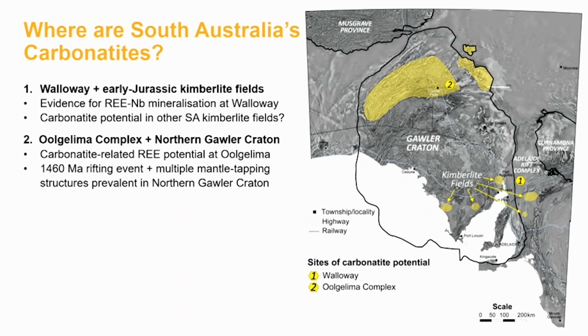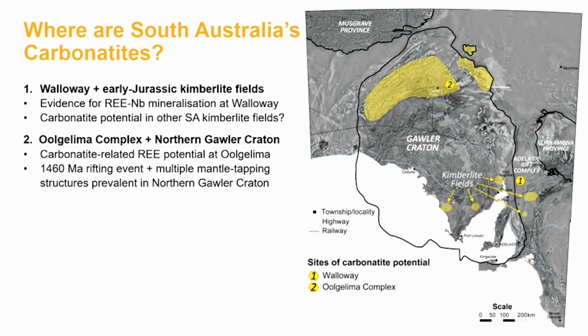Next, we have the Northern Gawler Craton, where Mount Brady did not come back as a carbonatite. However, I think there is genuine carbonatite-related rare earth element potential at the Ulgalima complex, and hopefully we're going to find out more about that. But I think that there is broader prospectivity across the Northern Gawler Craton in general, and possibly associated with this new 1460 event.